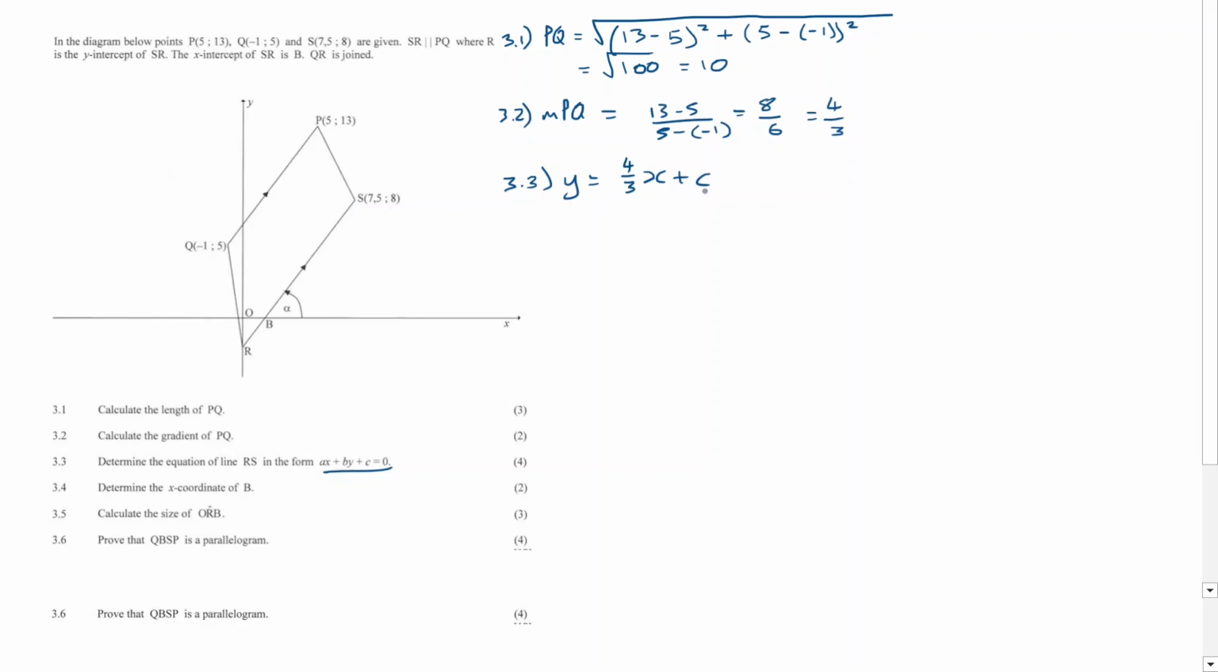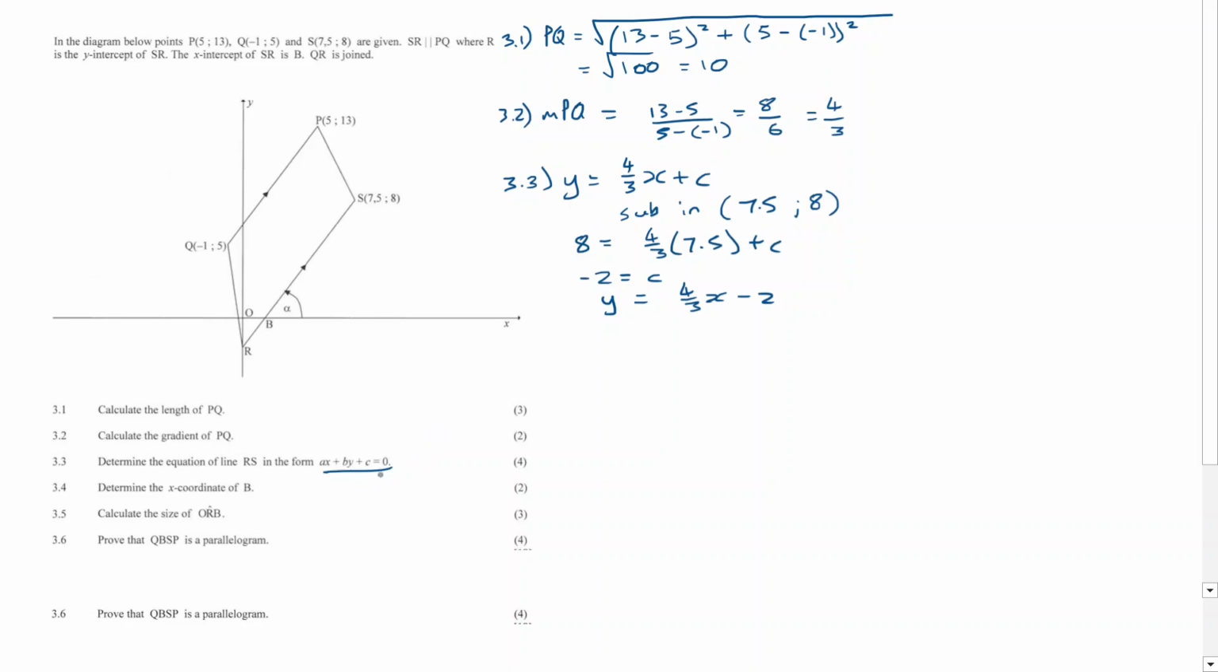You'd have to just tell them that you've shown that PQ is parallel to RS, therefore it's got the same gradient. And what do I do in any graph when I'm missing a letter? I just sub in a point. And so I'll look for a point, and the only point I've got on RS is 7.5 and 8. And so 8 equals 4 over 3 times 7.5 plus c, and that gives us a c value, when we take everything across, of minus 2. And so the full equation is y equals 4 over 3x minus 2.